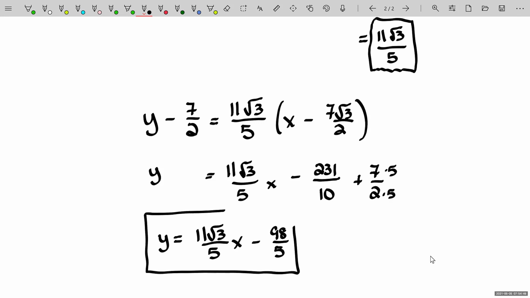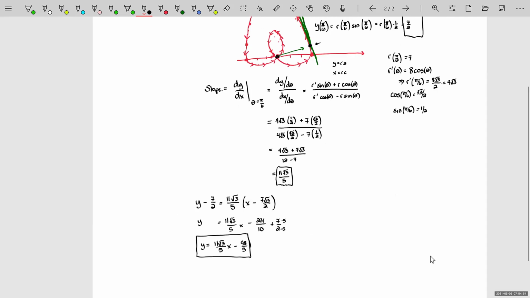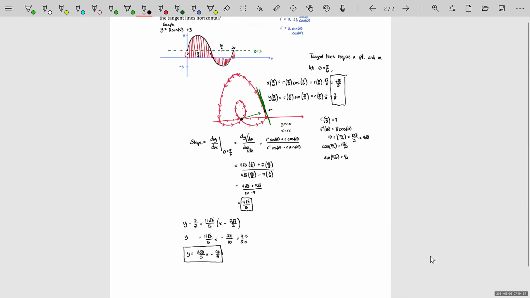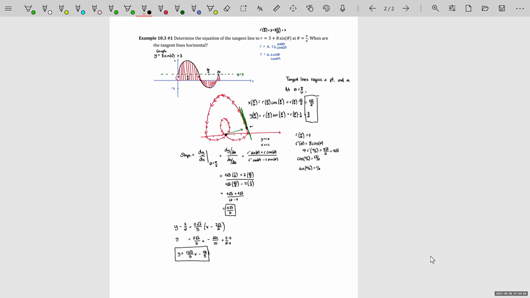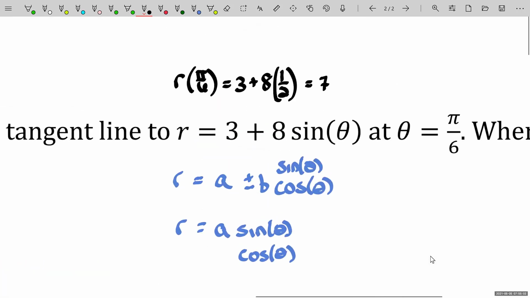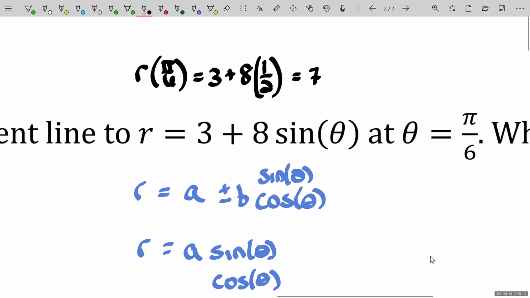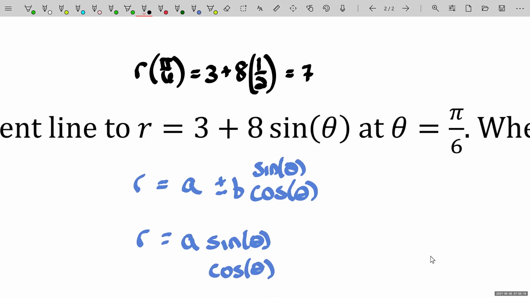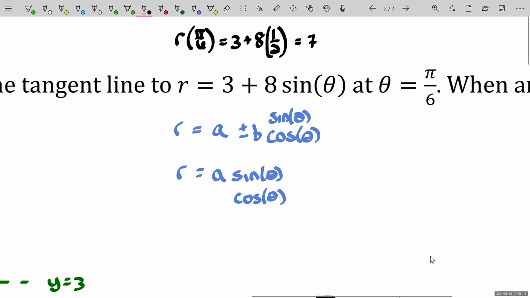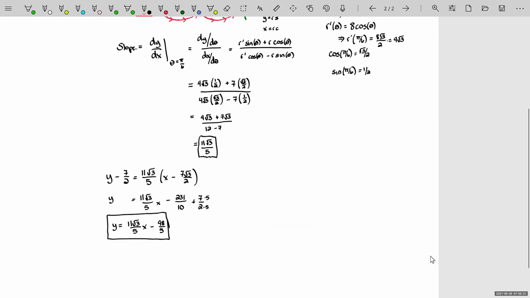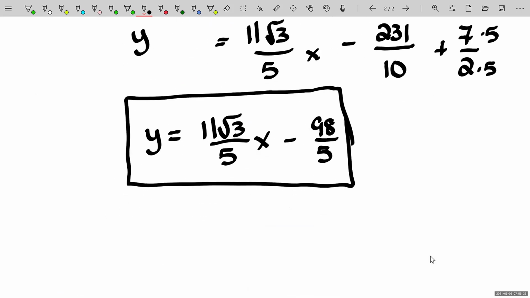There's the equation of the tangent line to that curve at the angle pi over 6. Now, you could use Desmos to check this. I'm not going to bother, but you can totally graph that polar curve in Desmos. If you go to Desmos, type in r equals 3 plus 8 sine of theta, and it will graph that polar curve. Just graph it from 0 to 2 pi. And then in the next line, you would graph y equals 11 root 3 over 5x minus 98 fifths. And you'll see that that is the tangent.